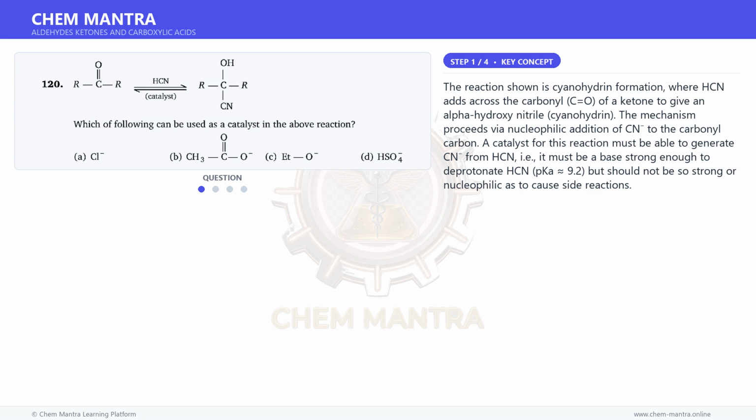A catalyst for this reaction must be able to generate CN⁻ from HCN, i.e., it must be a base strong enough to deprotonate HCN, pKa 9.2, but should not be so strong or nucleophilic as to cause side reactions.